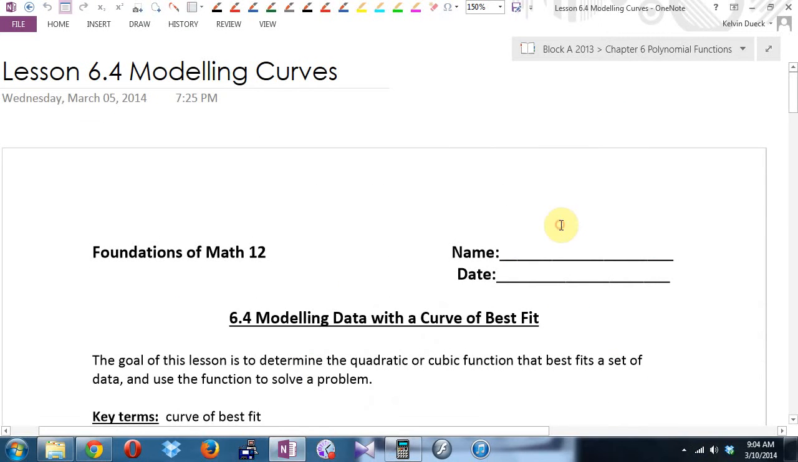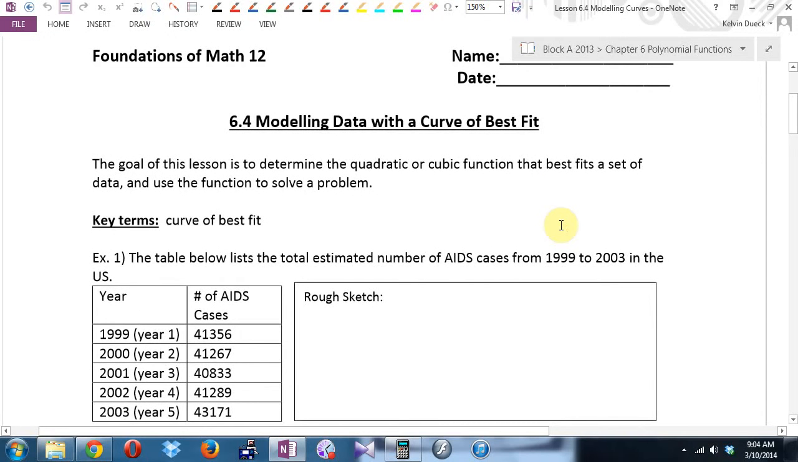So lesson 6.4, modeling data with the curve of best fit. What we're really looking at is research. Say you go into medical research or statistical research, you'll have several thousand pieces of data. You'd like to determine the mathematical law that can be used to hopefully predict things. In particular, you're interested in the correlation coefficient, R, and the R squared value. We'll look at that in a second.